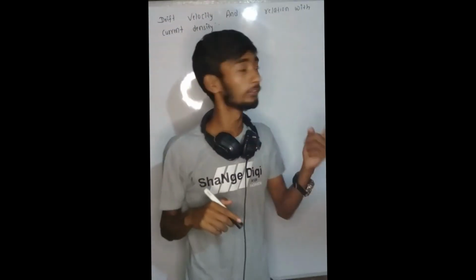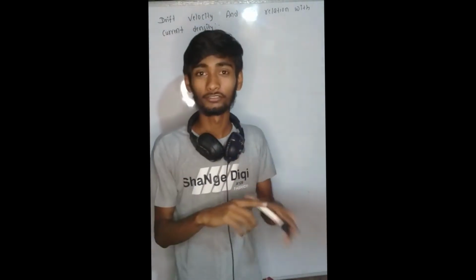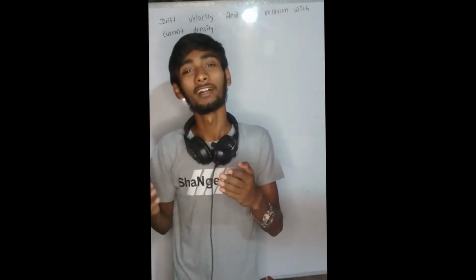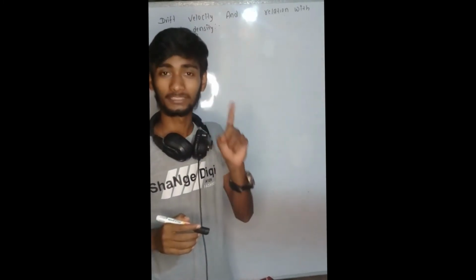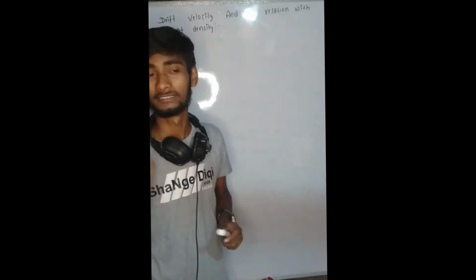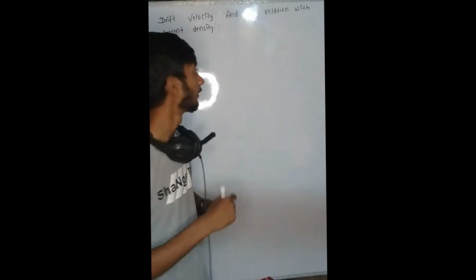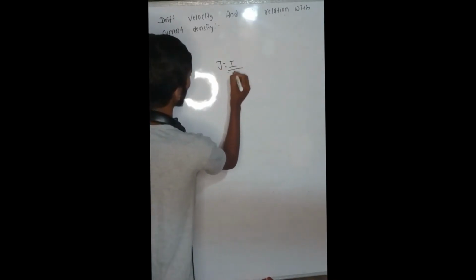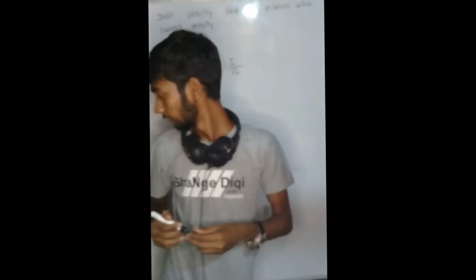Now let's move on to another term, that is current density. Current density is the current flowing per unit cross-sectional area perpendicular to the direction of flow of charge. It is denoted by J and given by J equal to I by A. This is current density. Now move on to the next.